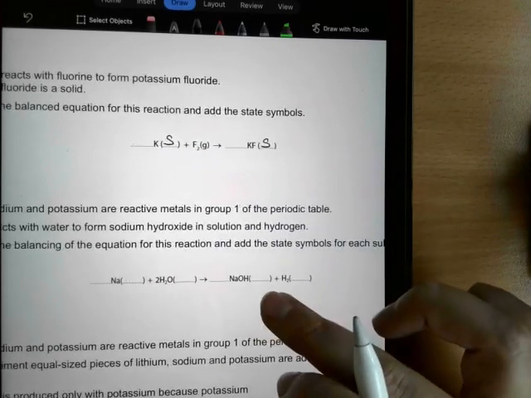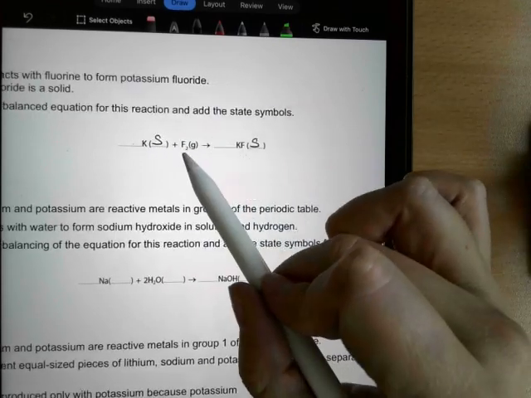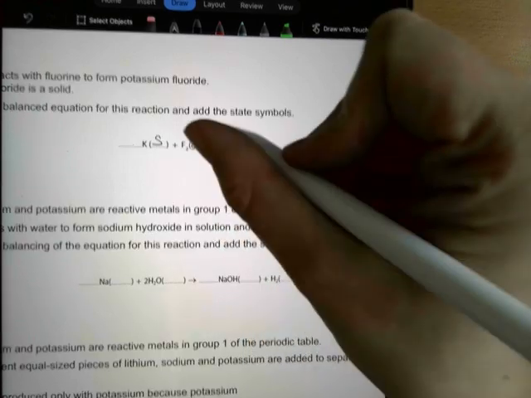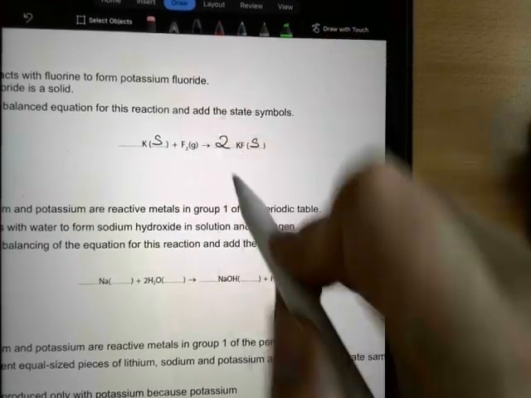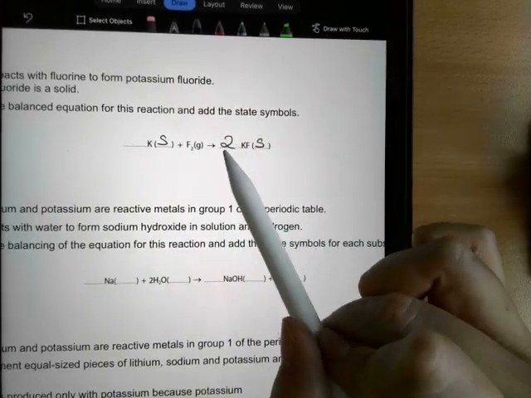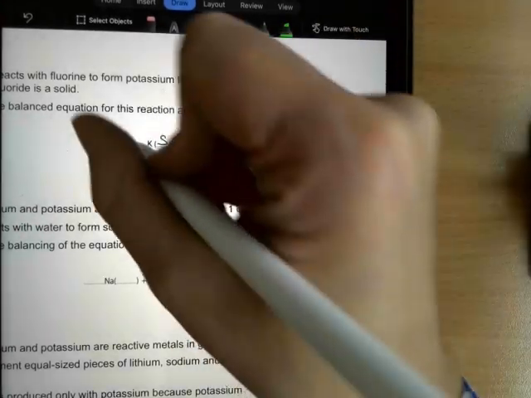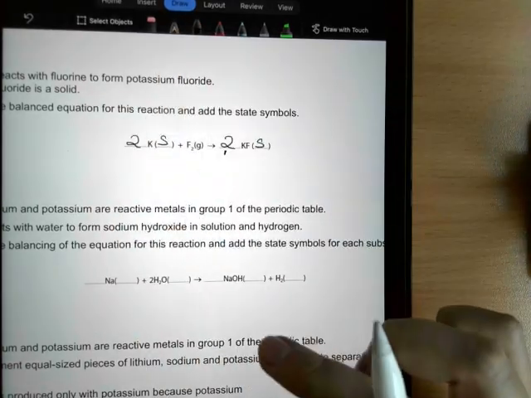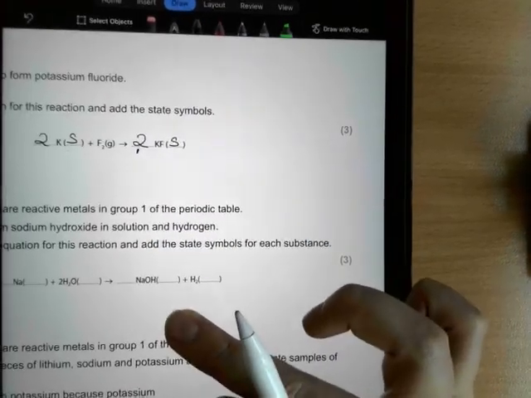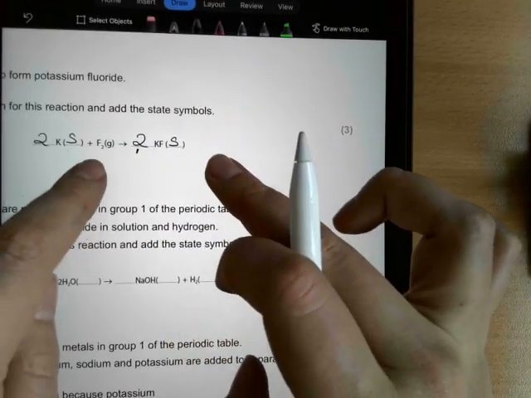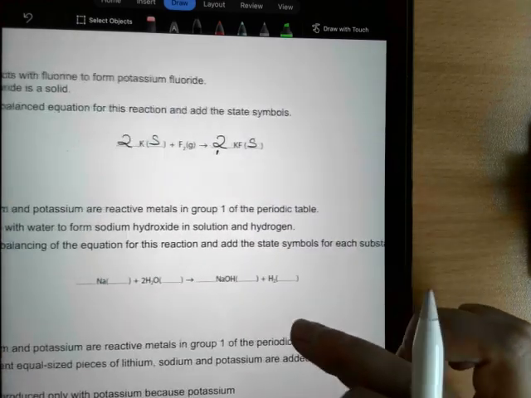You then need to balance it. Okay, so I can see I've got 2 fluorines on the left. I need 2 fluorines on the right, and I balance using big numbers in front of the formula. By putting that 2 there, I now have 2 Ks as well on the right, and to get 2 Ks on the left, I need a big 2 there. So that gets you 3 marks: 1 mark for putting in the state symbols, and then 1 mark each for the balancing numbers.